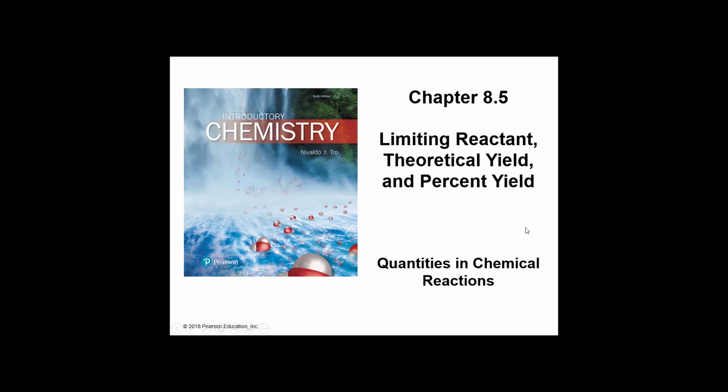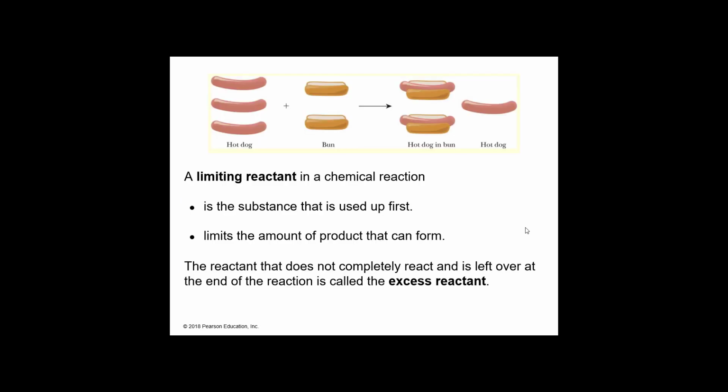Hi class, we are now in chapter 8.5. This is limiting reactant, theoretical yield, and percent yield. So what a limiting reactant is: a substance that's used up first. It limits how much product can be produced.